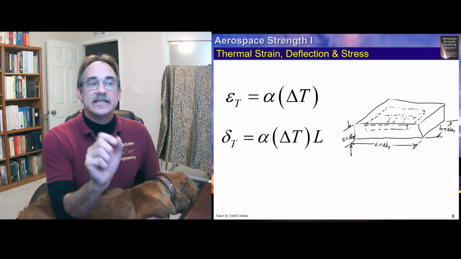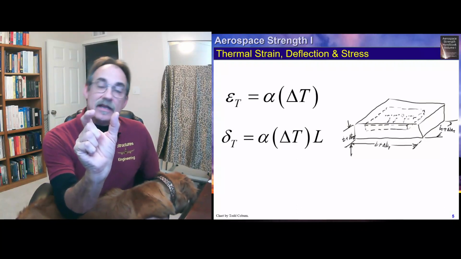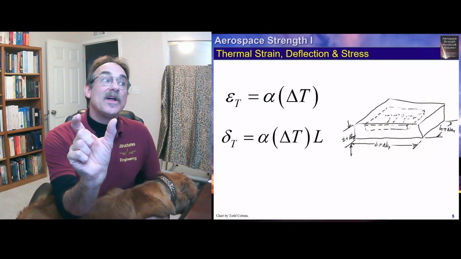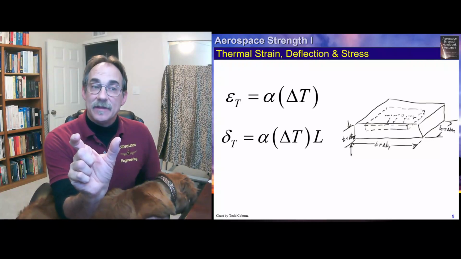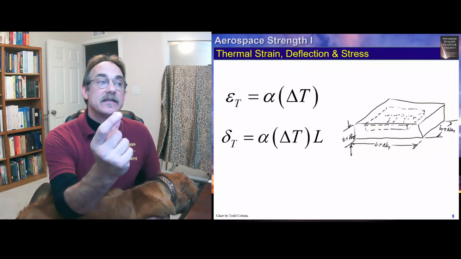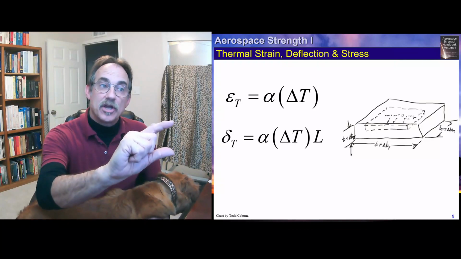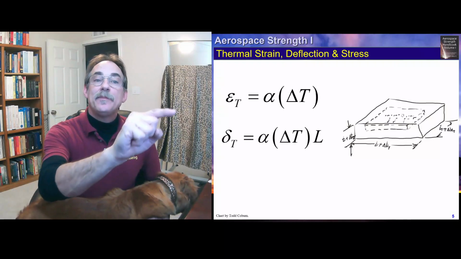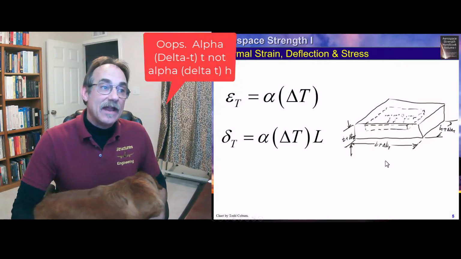So what that means is that dimension B, which was at 77 degrees, becomes B plus this delta, which is alpha delta T, B. And the H goes from H to H plus alpha delta T, H. And the thickness goes from T to T plus alpha delta T, T. Knowing how to apply that formula.